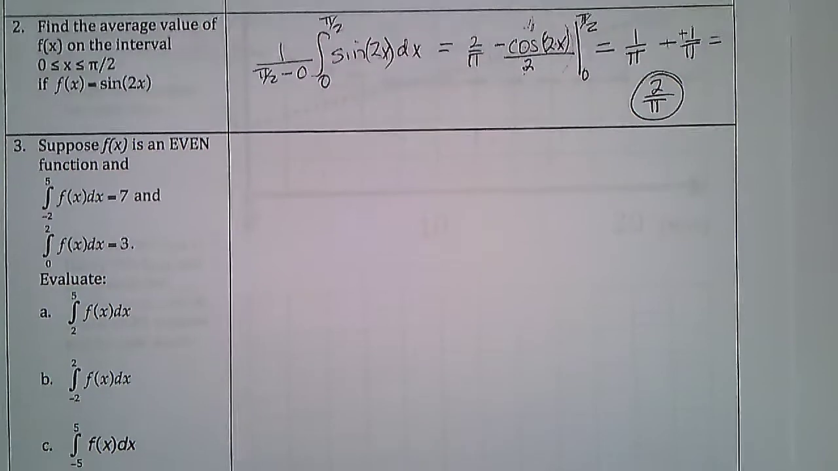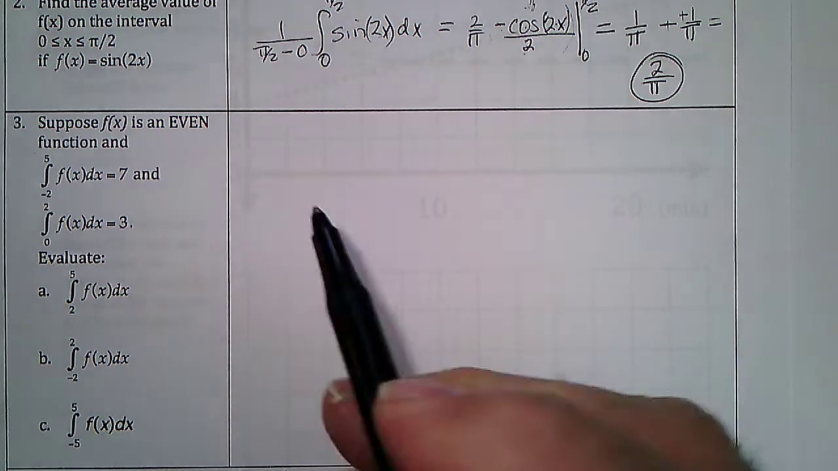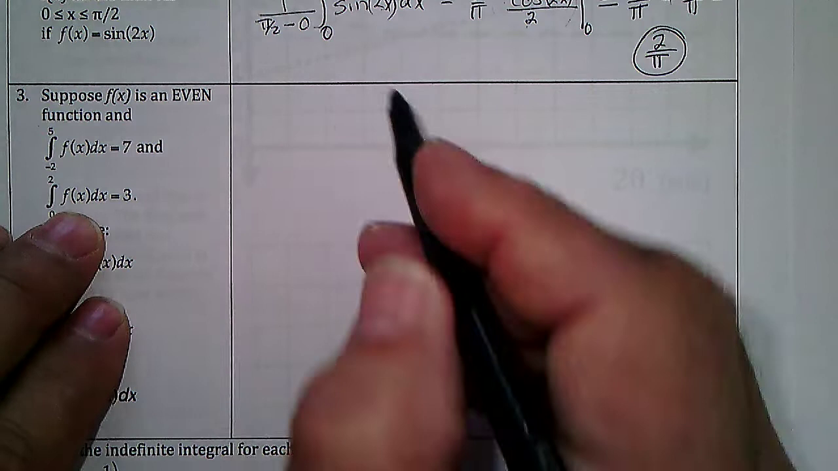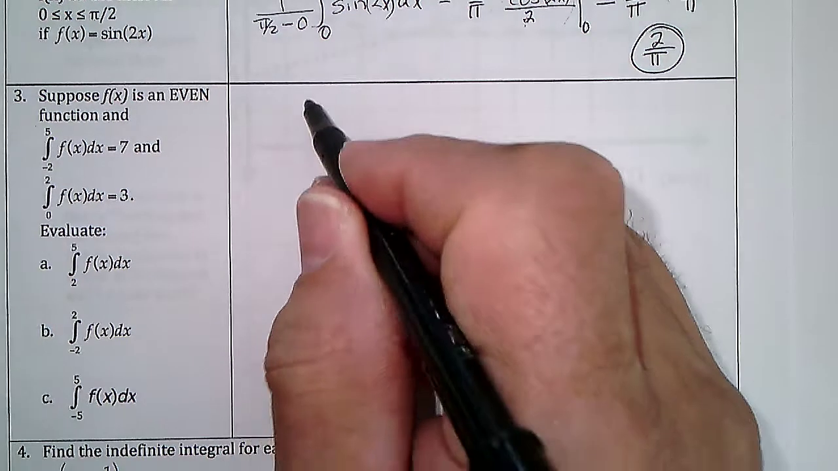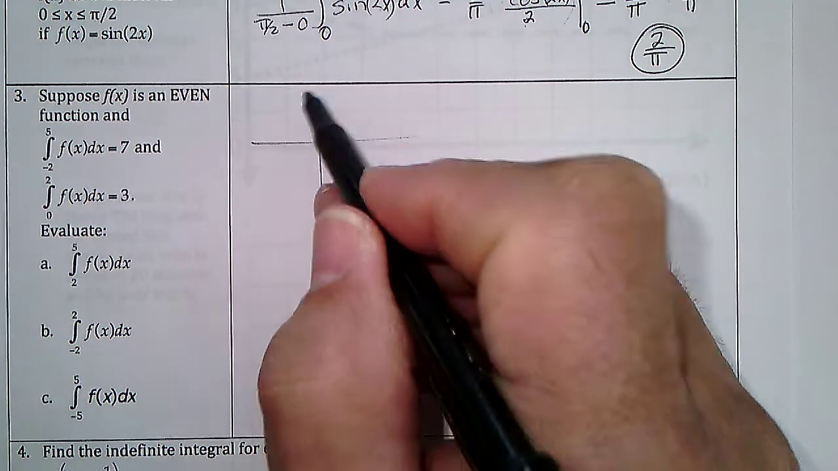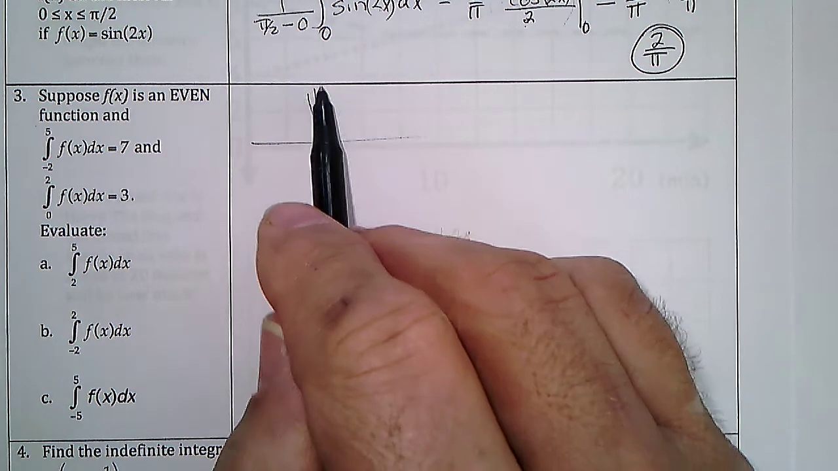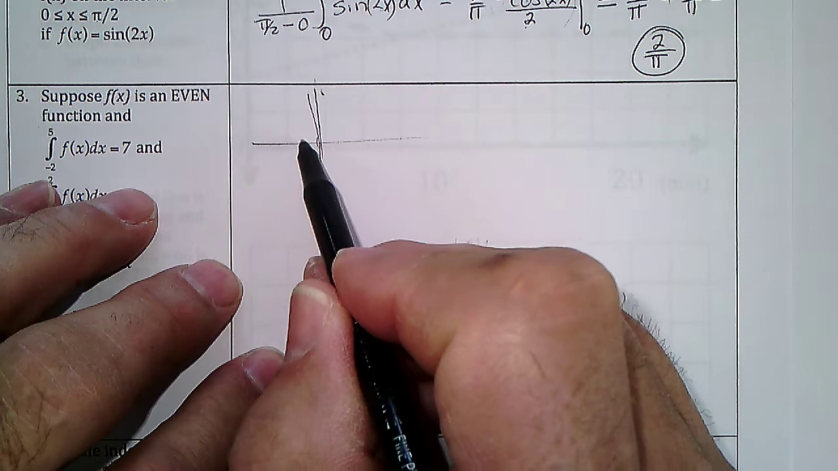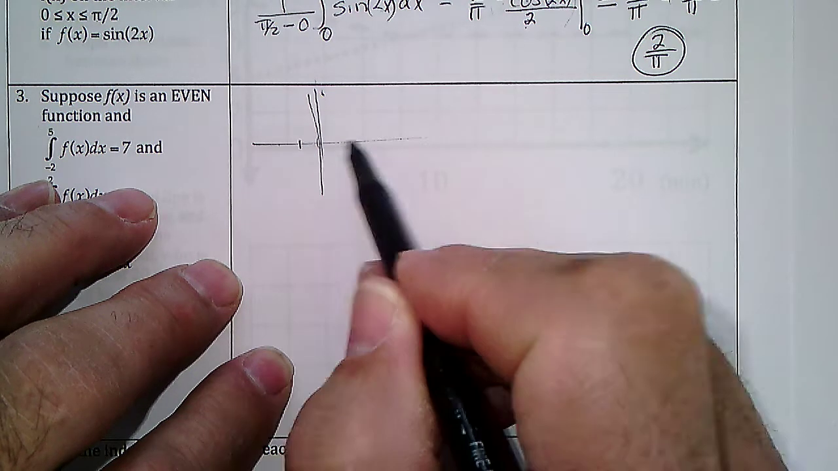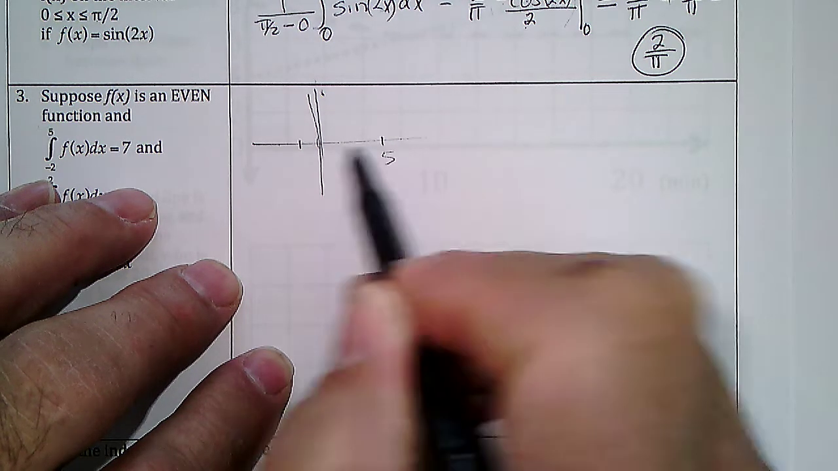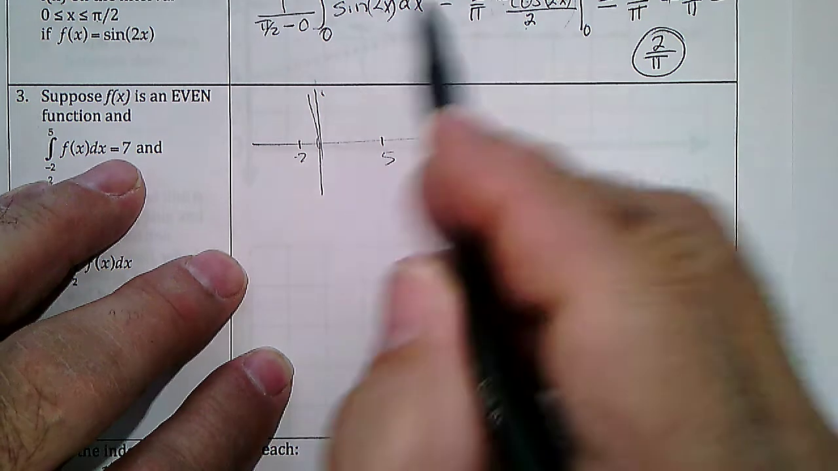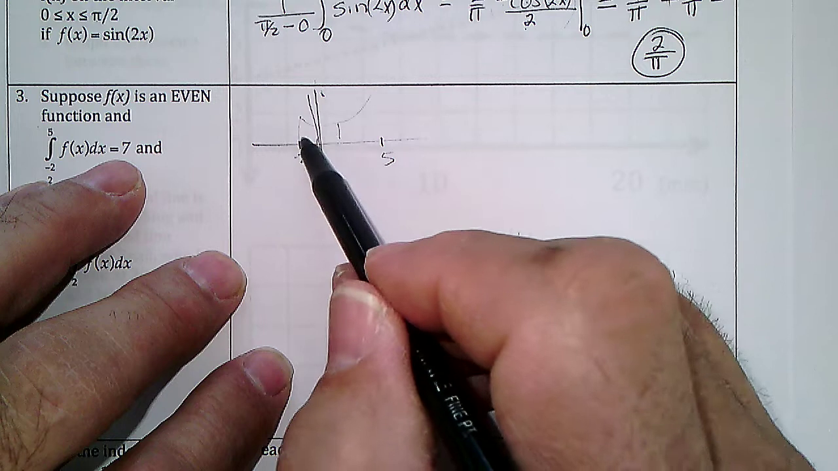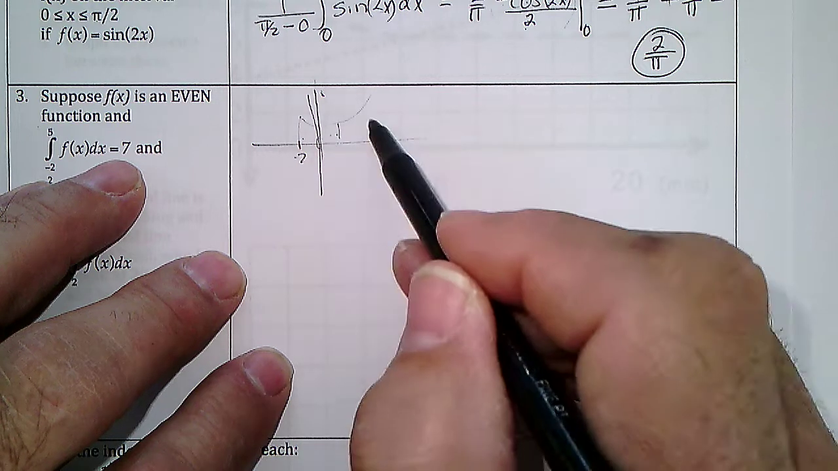Okay, so now we have an even function, and it has these two values. An even function is symmetric with the y-axis, and from -2 to 5, the total area is 7. So whatever's here repeats here, and then there's some more over here.